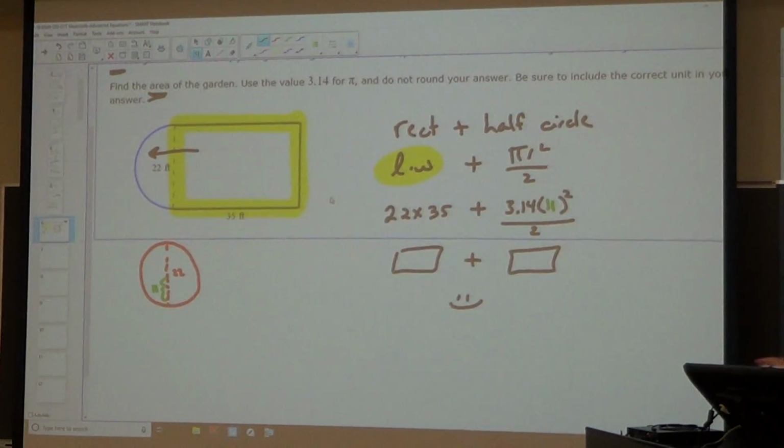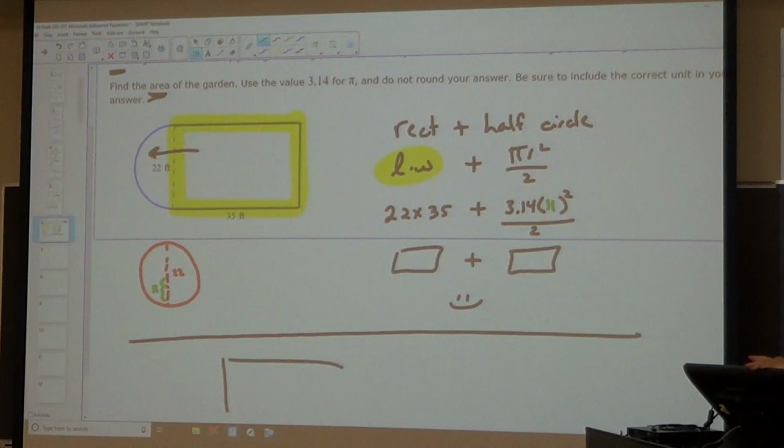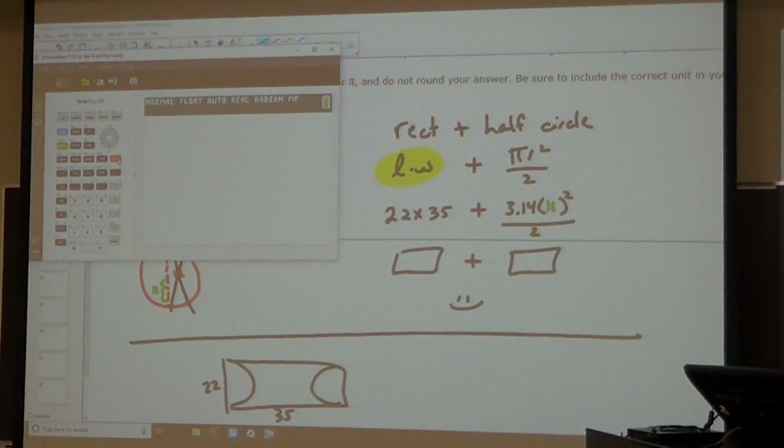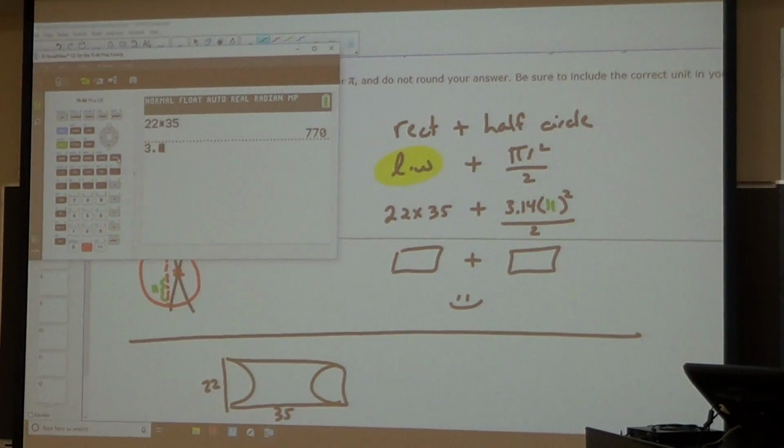Now, I'm going to take the same problem, and what if it looked like this? You still have to divide that and you get that answer. When you do 3.14 times 11 squared, you're going to divide that by 2, because you only need half the circle. How can I get that on my calculator? Hit second and the button beside it. The second one is 189.97.